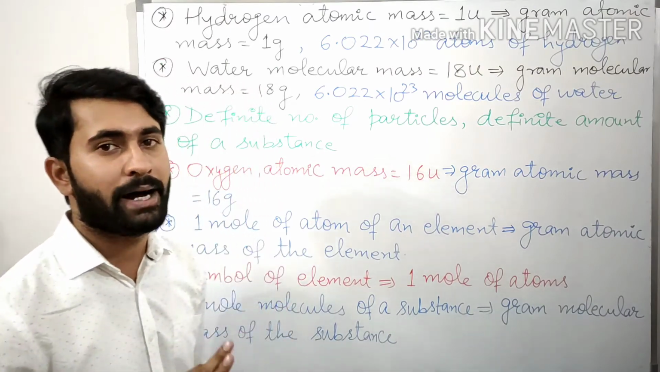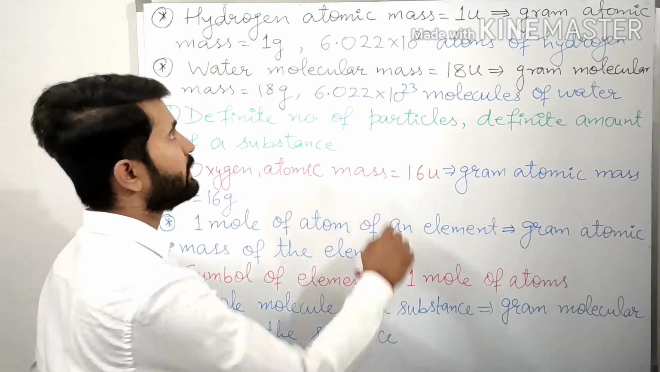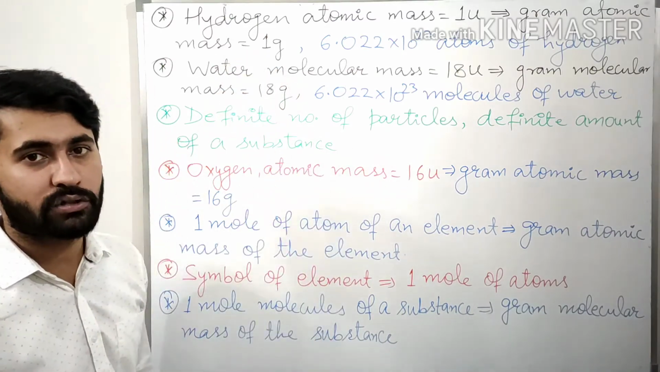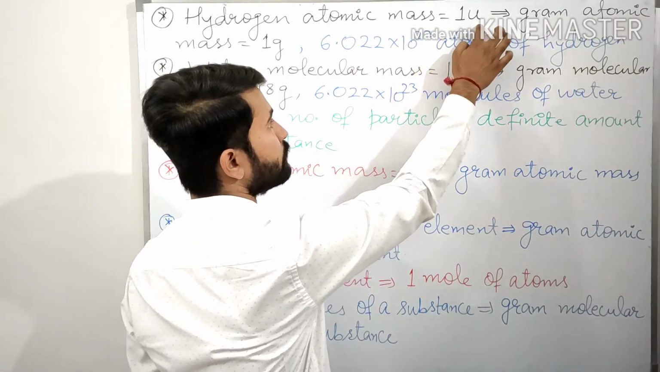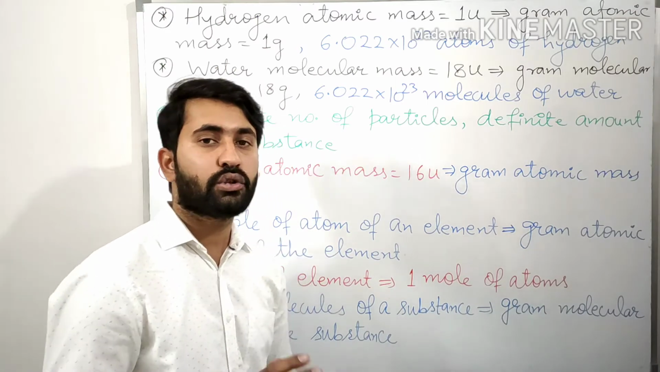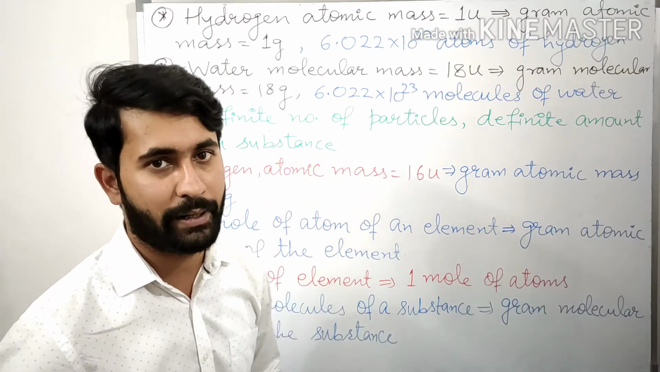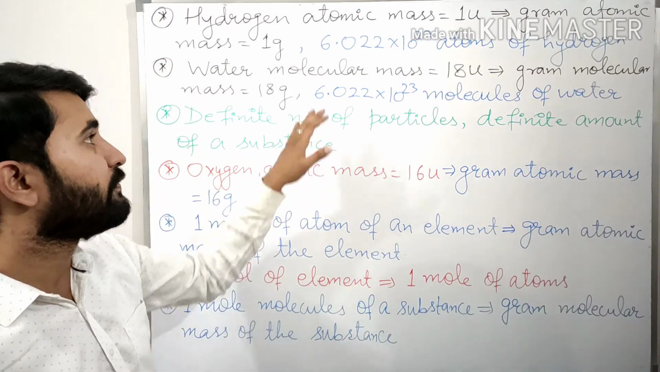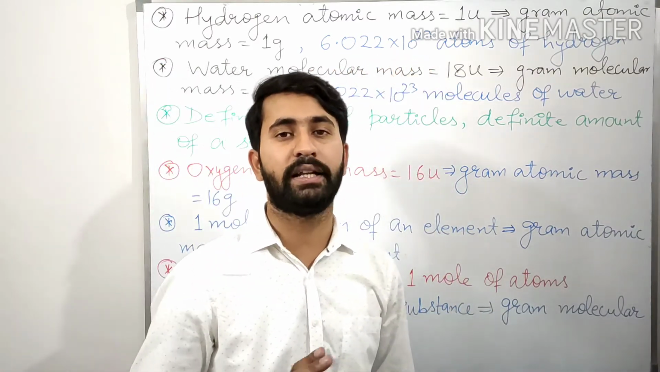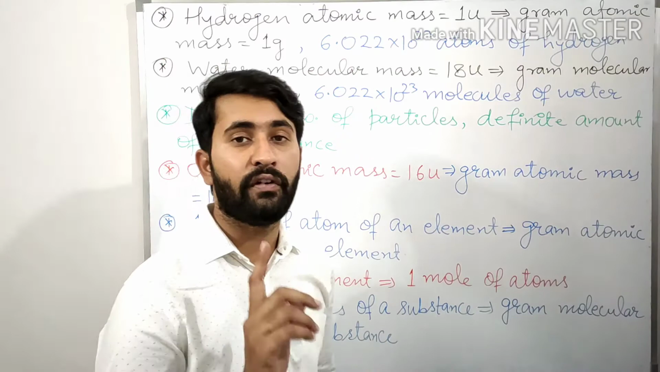So its atomic mass in gram, or we can say the gram atomic mass, it will be equal to 1 gram. Whenever we write the gram atomic mass of any substance, then we remove this u and in place of this u we write g, that is for gram. So if we will take 1 gram of hydrogen for an experiment, then it means that we have taken 6.022 × 10^23 atoms of hydrogen, or we can say that we have taken 1 mole of hydrogen atoms.